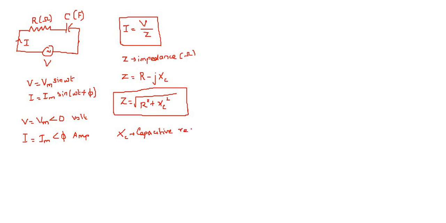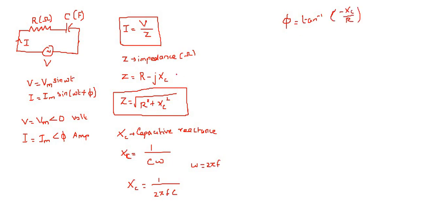XC, the capacitive reactance, is 1 by C omega. Omega is nothing but 2 pi F. So XC is equal to 1 by 2 pi FC. Now, here phi is the angle. Phi is equal to tan inverse of minus XC by R. XC is 1 by omega C. Now, phi can be written as tan inverse of minus 1 by C omega R.